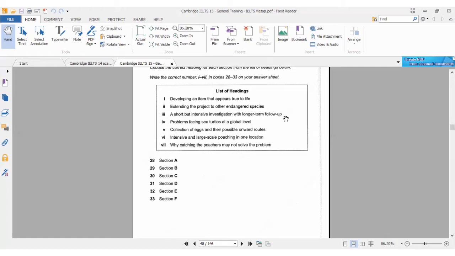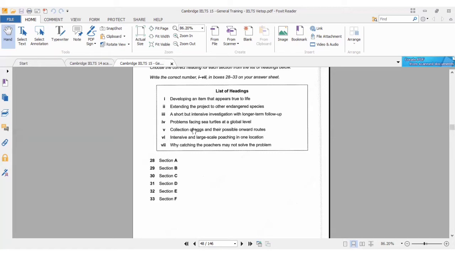Okay, Roman figure five says collection of eggs and their possible onward routes. Okay, so it means we're going to find a paragraph that talks about how eggs are collected and the likely places that they go to after. Okay, after is onward, places, routes, possible, likely. Okay, how eggs are collected, the process of these eggs being collected, and the likely places that they go to.